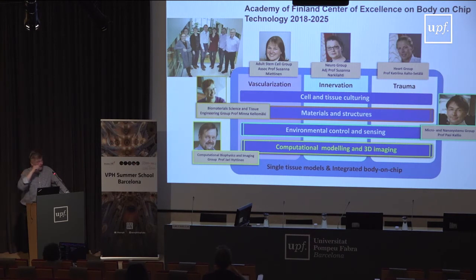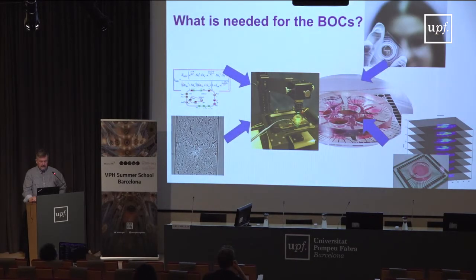And just to give an idea of what we are doing in Tampere: we have six groups working together, so three engineering groups, myself, one from micro nanosystem fluidics, and biomaterials, and then we have people from heart and nerves and adult stem cells that come from harvesting different cells from the human body. It's bone marrow or fat.